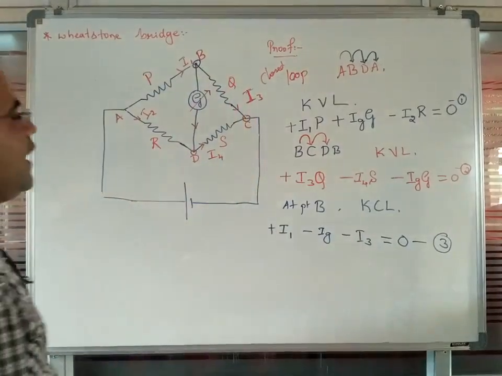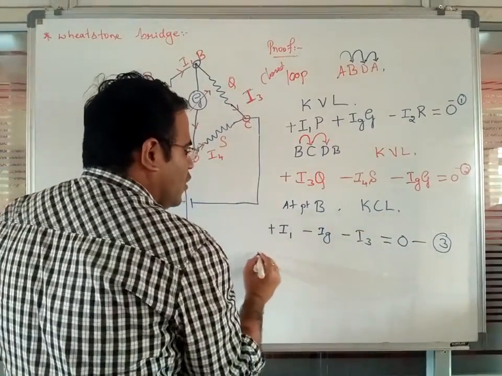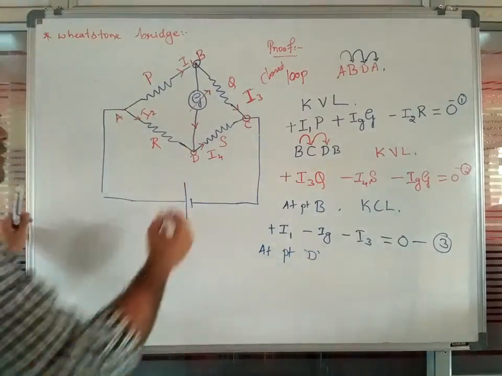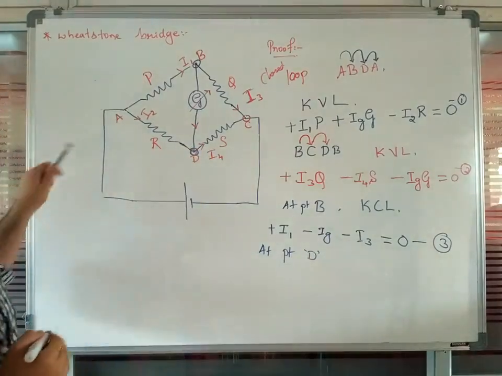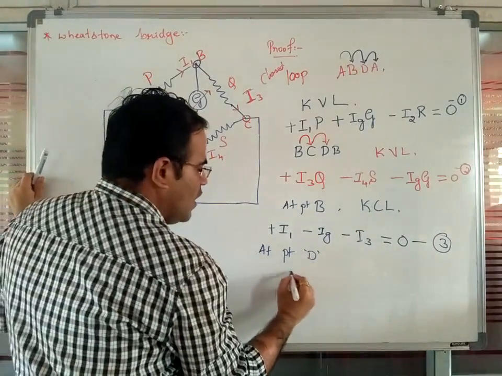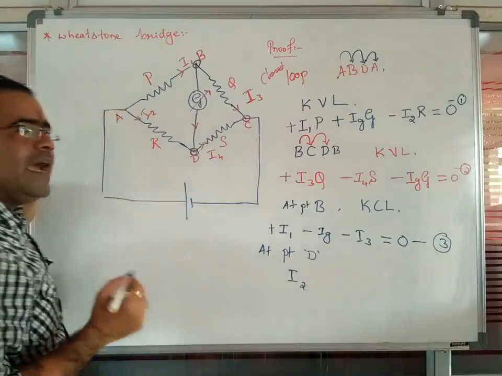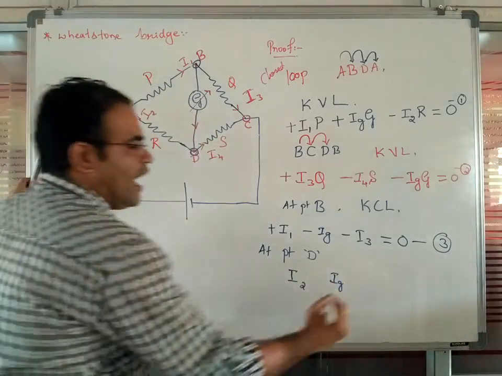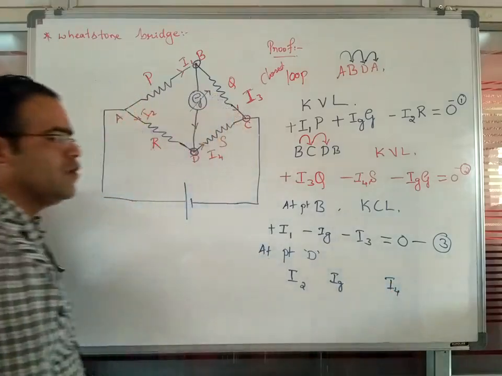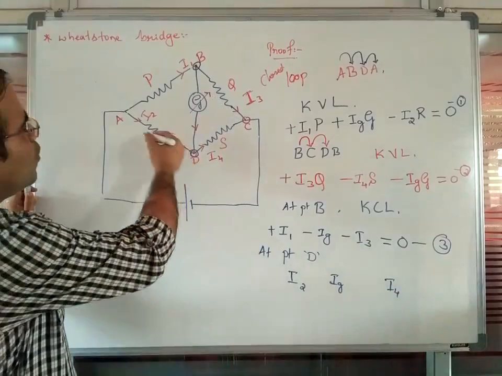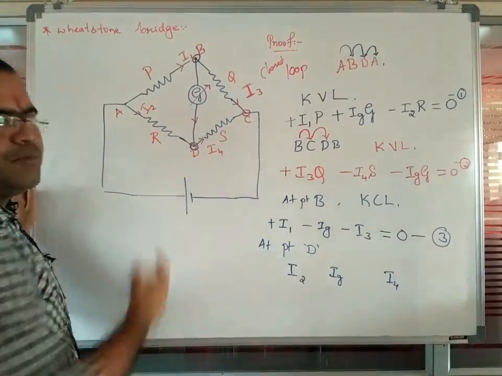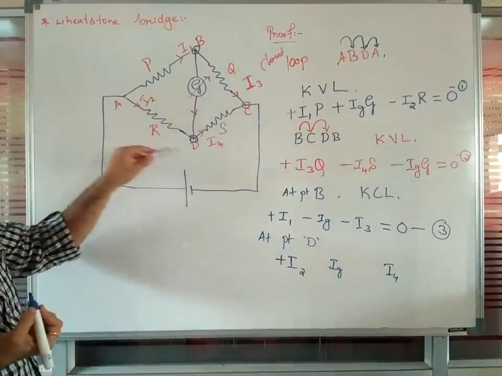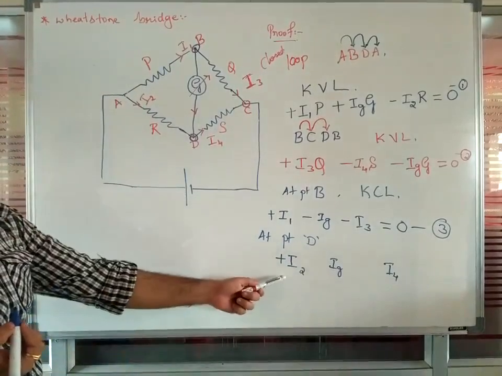Now after applying Kirchhoff's current law at point B, similarly we will apply it at point D also. When we apply at this point, one electric current is I2, one more is Ig and one more is I4. These are the 4 electric currents you are observing here. I2 is entering towards the point D, so we will consider this as positive.